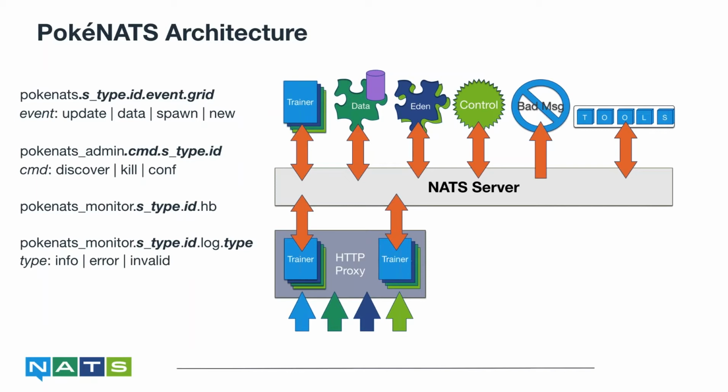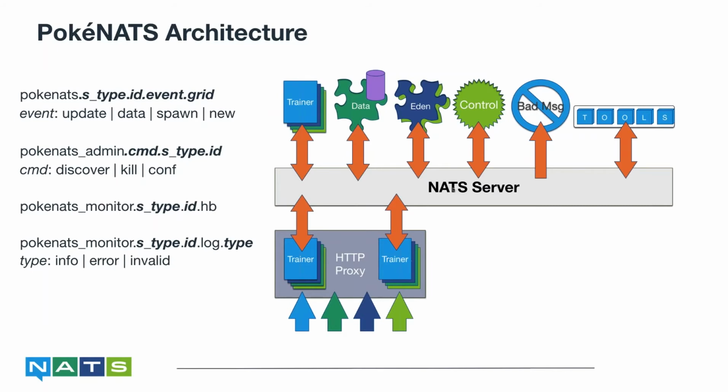The control service over here is actually a control plane type service. What this guy does is it says that the required services for our application are the data, Eden, and invalid message service. And he effectively is subscribing to heartbeats that are generated by these three services. If he deems that one of them is not available, he will spawn a new instance of those services so that they fill the gap that is missing.